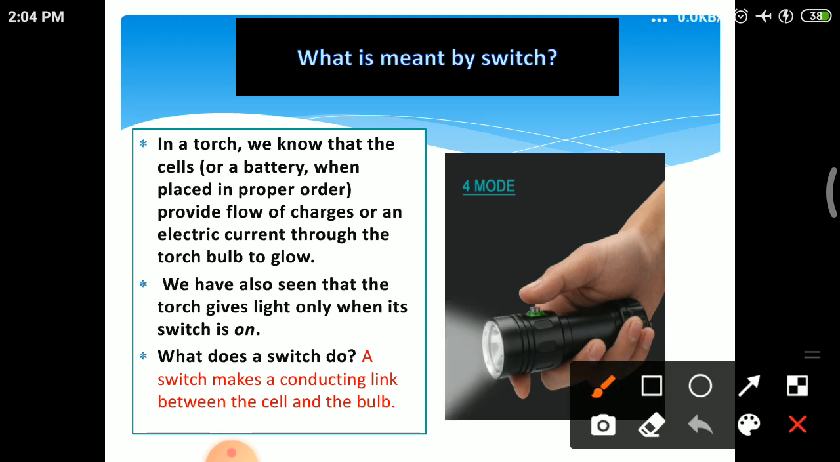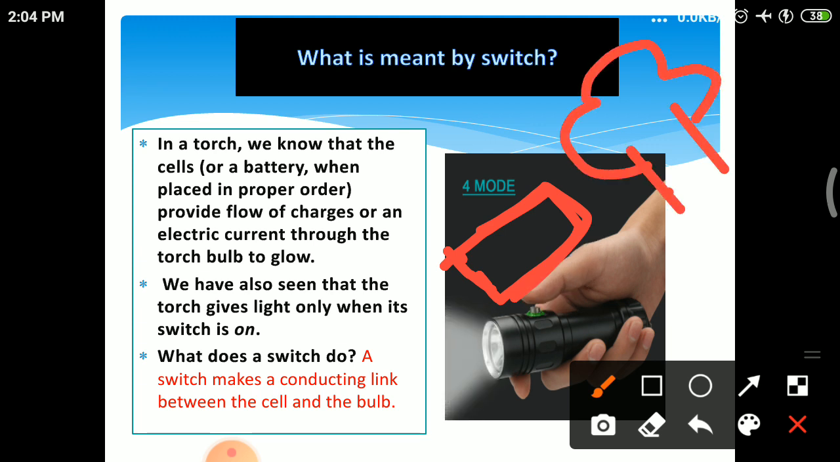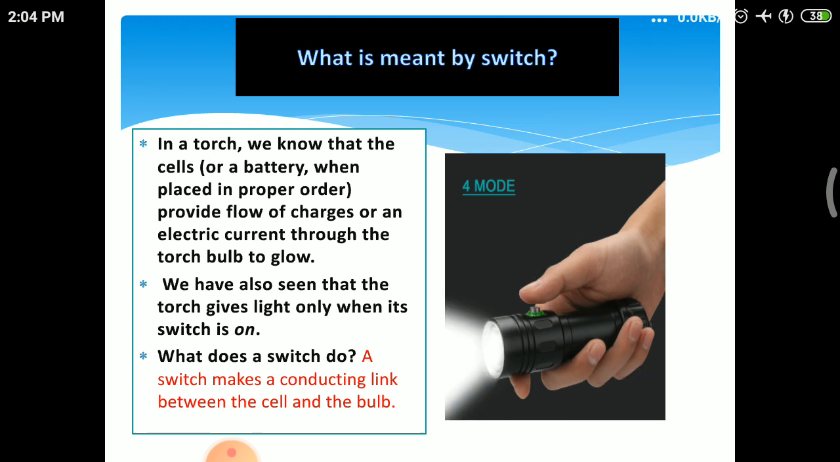So the working of the switch is, it is a conducting link between, this is a cell and this is a bulb. So it has a conducting link between the cell and also the bulb. Do you understand what is meant by the switch? The switch is nothing but a conducting link between the cell and the bulb.